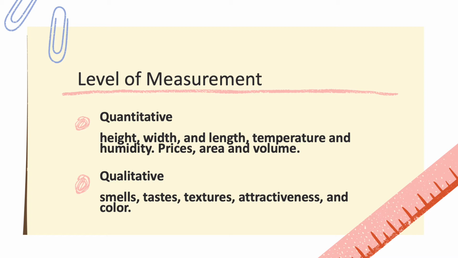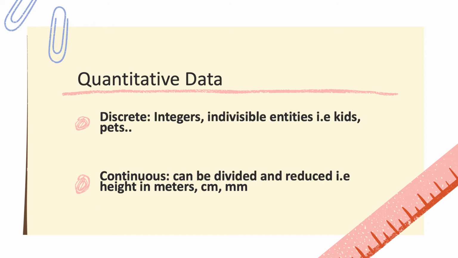Broadly speaking, when you measure something and give it a number value, you create quantitative data. But when you classify or judge something, you create qualitative data. Now let's talk in depth about the quantitative data. It can be categorized into discrete quantitative or continuous quantitative data.